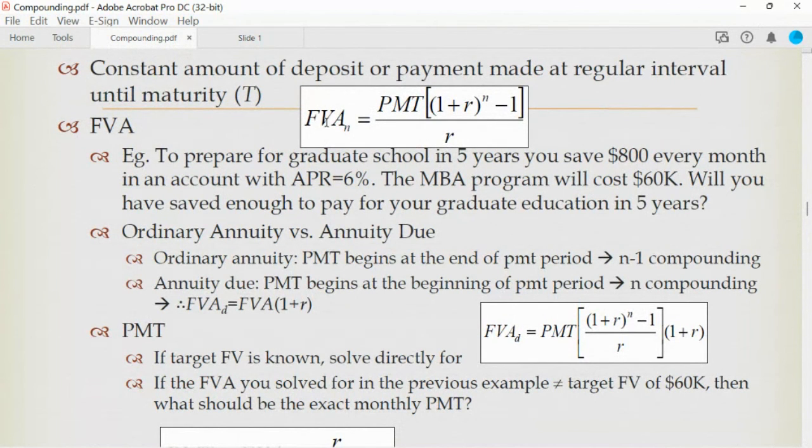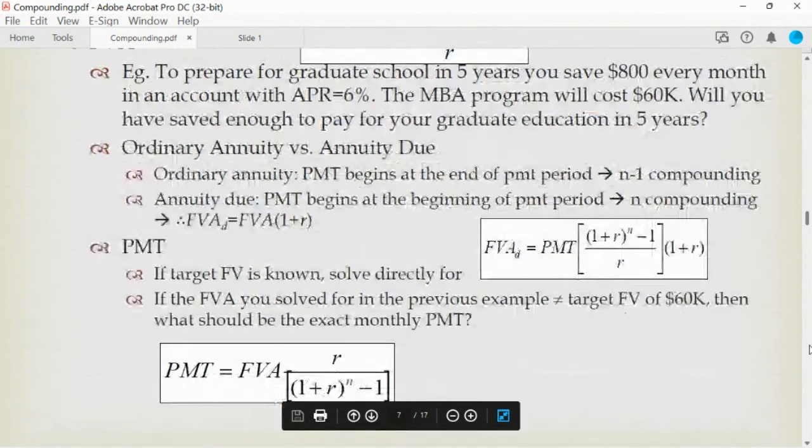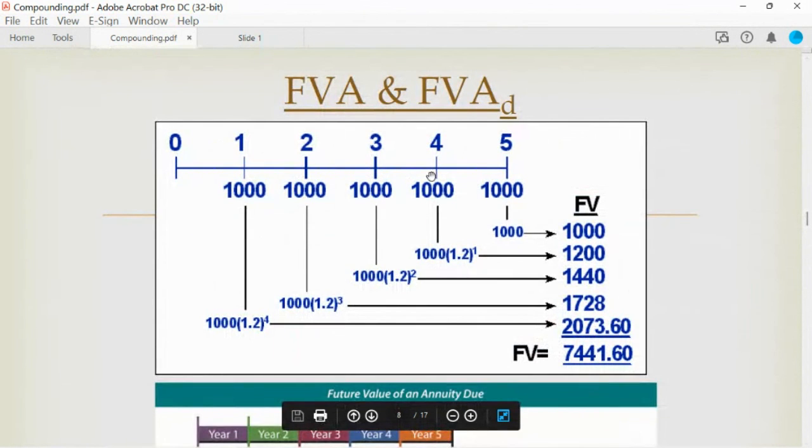Future value of annuity, A, is payment times, payment is the deposit, the same thing, (1 plus r) raised to n minus 1, over r. But then what is annuity? Annuity is the regular amount at regular interval. So regular amount of payment or deposit. And I told you payment and deposit are the same thing.